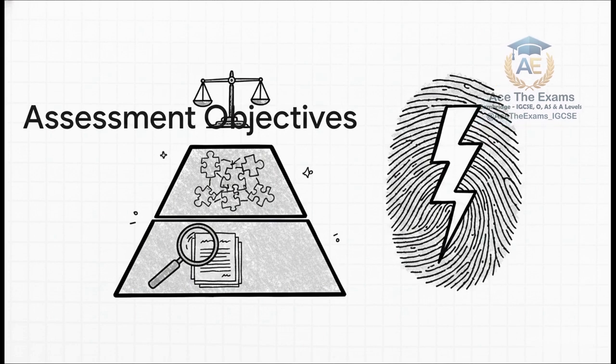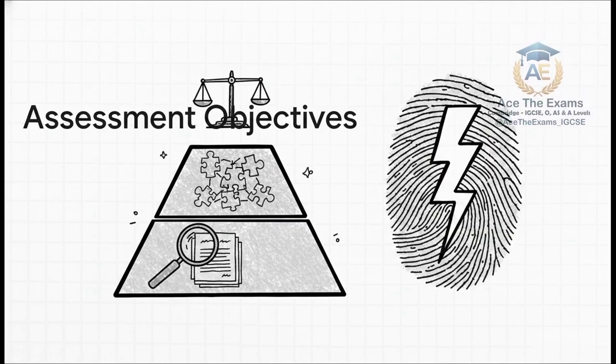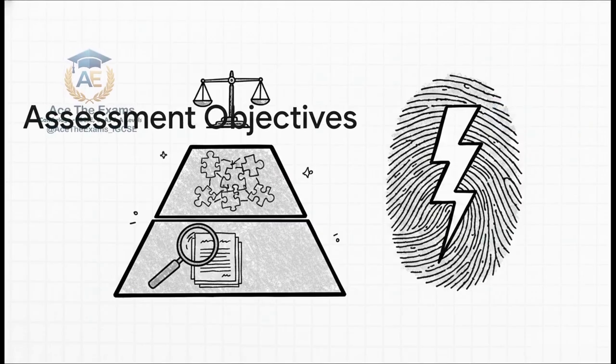Layer number 2, analysis. This is your ballistics report. How do the pieces you found in layer 1 actually connect? How is the author's argument structured across the paragraphs? What is the tone? And then we reach layer 3, the most important one, evaluation. This is the final psychological profile of the case. Are the author's claims actually valid?